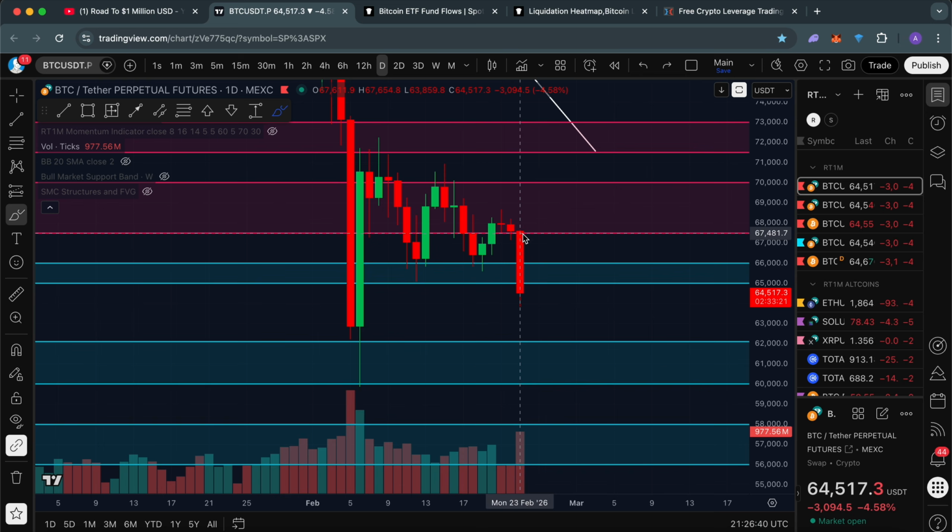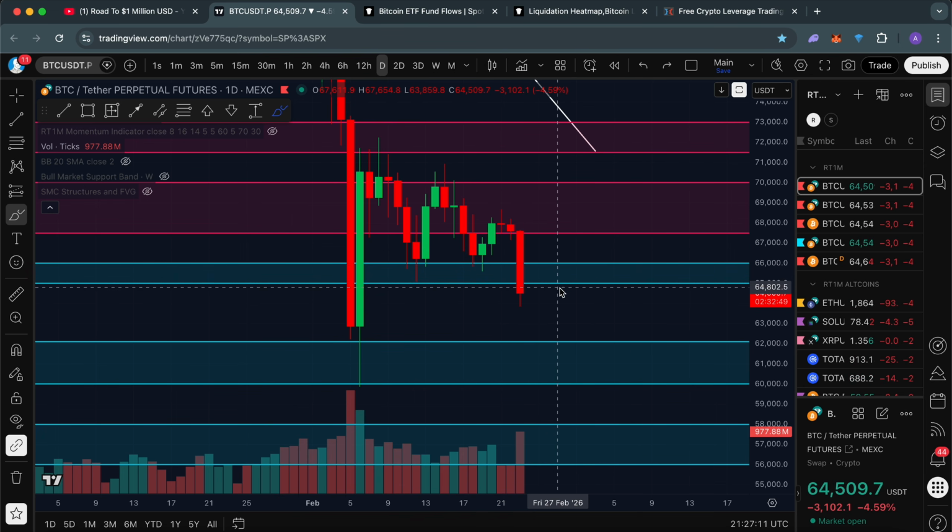Looking at the 1 day time frame, notice how recently we got rejected from this big area of resistance, sitting from 67.5 all the way up to 70,000. And now in about 2 hours from the time that I'm actually recording this video, we are going to get a daily candle close. If we close this back inside this area of support, then possibly we could see some kind of bounce on the lower time frames.